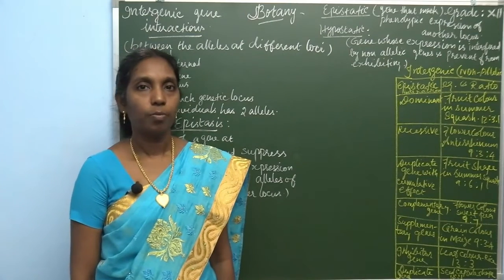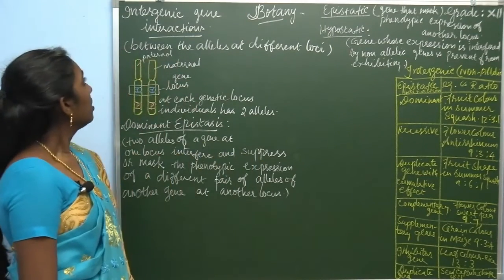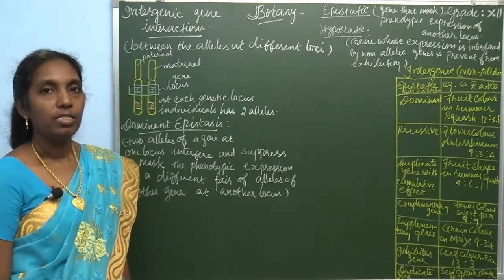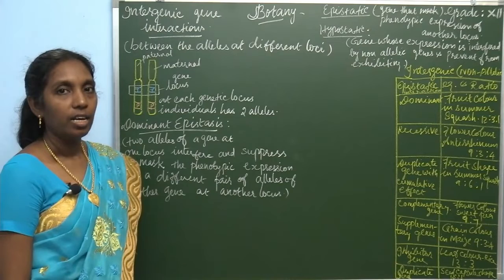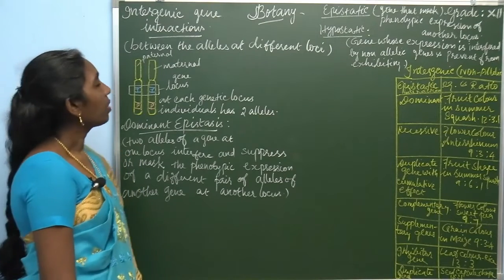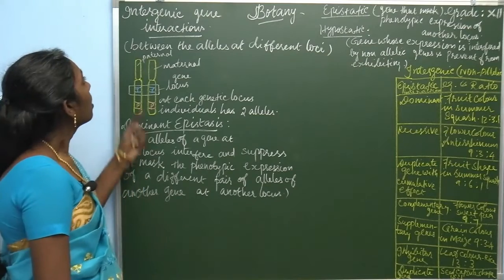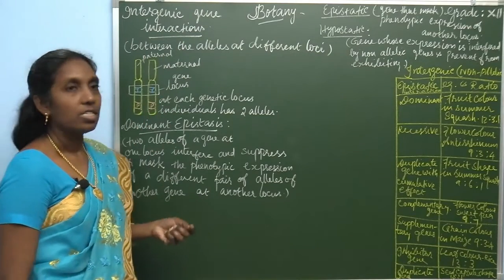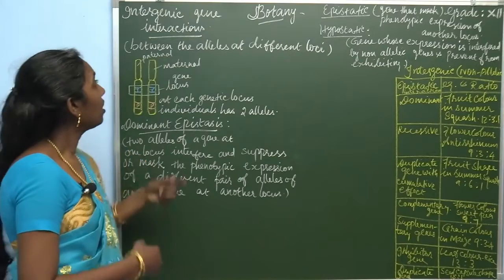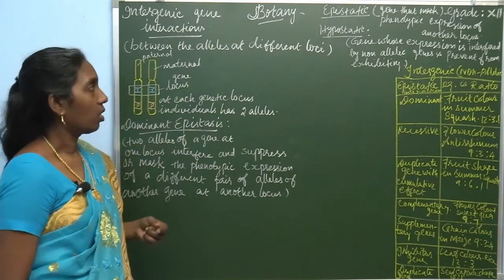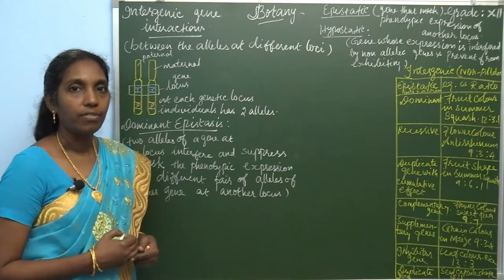Let's move to the next topic. Intergenic gene interactions. What's meant by intergenic gene interactions? Intergenic gene interactions is the interaction between the alleles at different loci. What's the definition? First learn the definition.